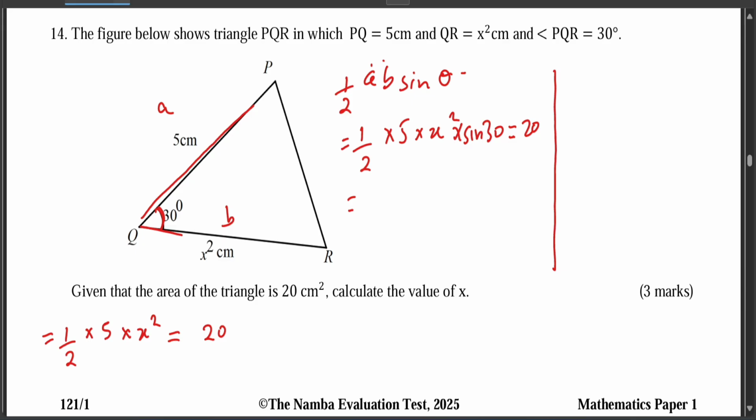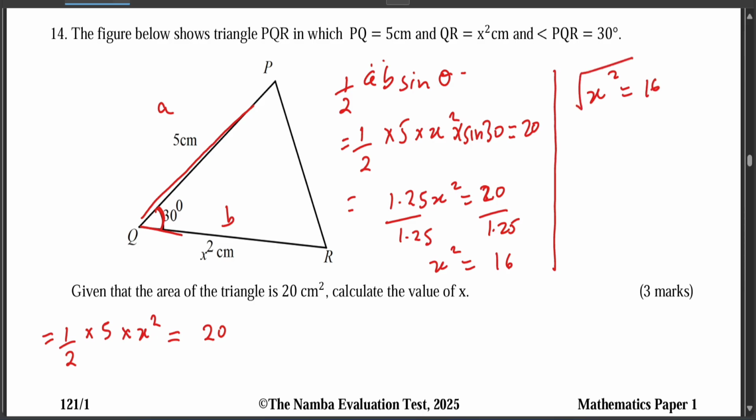So I have a half times 5 times sine 30. It should give you 1.25. So 1.25 x squared is equal to 20. So divide by 1.25. X squared is equal to 16. So x squared equal to 16. Square root of x squared, you square root it to remove the square, and it gives you 4.